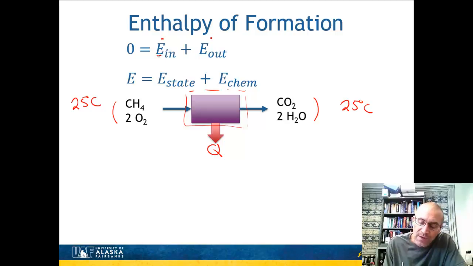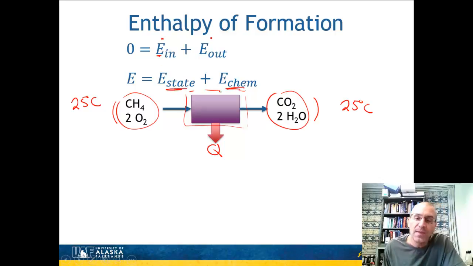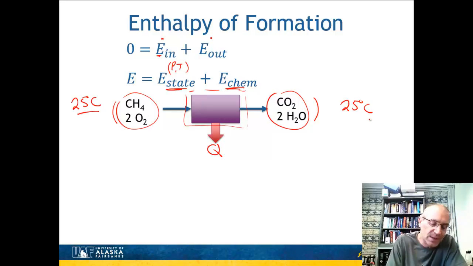And for each one of these energies, since I'm taking molecules that have different identities in the in and the out, I'm going to have to be adding the energy of the state and the energy of the chemistry for each one of those components. Now, the energy of the state, for example, is pressures and temperatures. And since this is at 25 degrees C and 25 degrees C, those terms are going to be 0 because it's not changing. So all I need to do is look at the change in the energy of the chemistry.